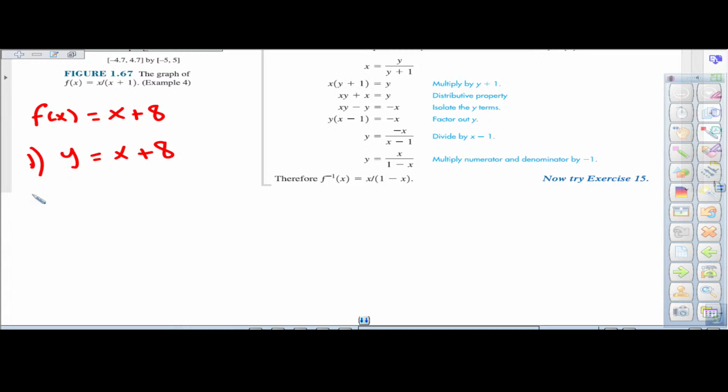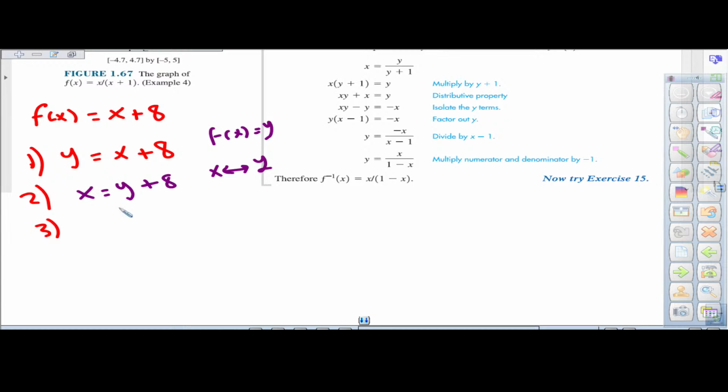That's number 1. Number 2, you replace x's and y's. So your x becomes a y and your y becomes an x. You might want to put this picture here next to you, x's and y's. This is f of x becomes y. That's number 1. Number 2 is you replace x with y. And number 3, you solve for this new y.